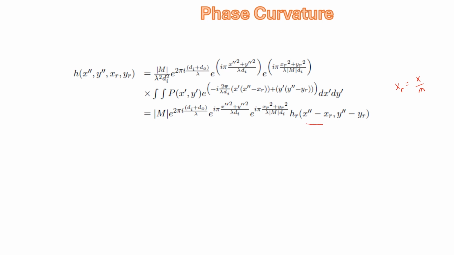So now this impulse response is a shift invariant impulse response on the same scale for the x double prime variable in image space and the x sub r variable in object space. H sub r here is the Fourier transform of the pupil function, as shown here, evaluated at the spatial frequency x double prime over lambda d sub i. d sub i, of course, is typically going to be something close to f. But we have these additional phase terms.